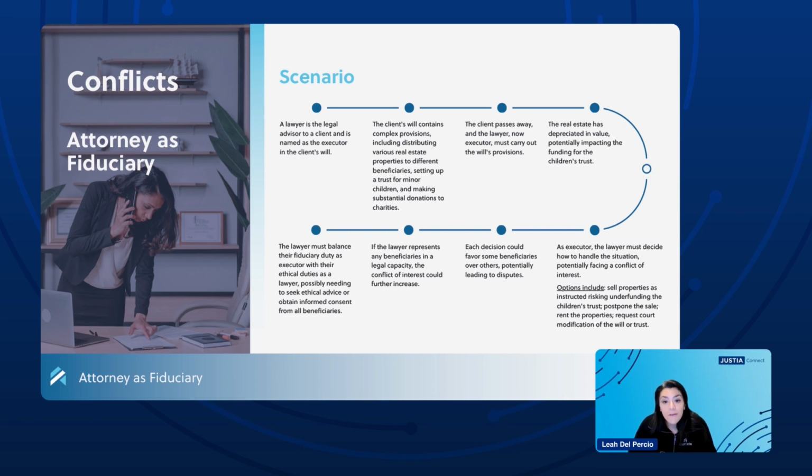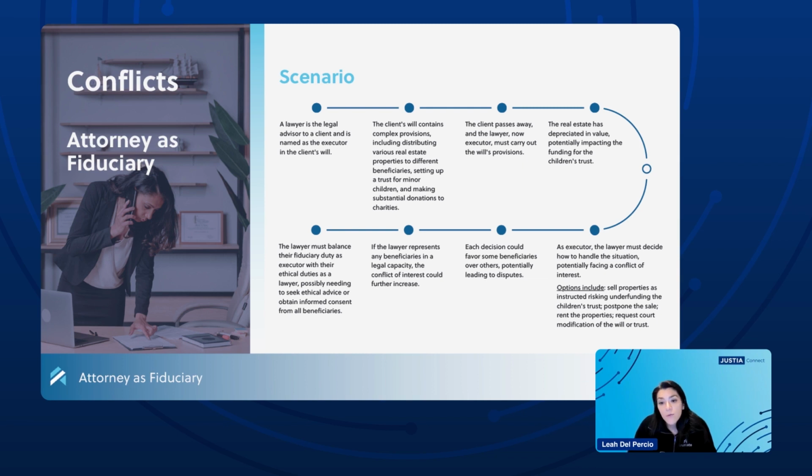So the lawyer is the legal advisor to the client, named as the executor. That will contains complex provisions, including distributing various real estate properties to different beneficiaries, setting up a trust for minor children, and making substantial donations to charity.